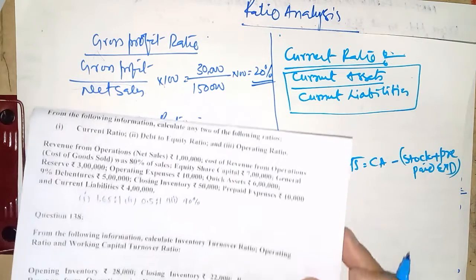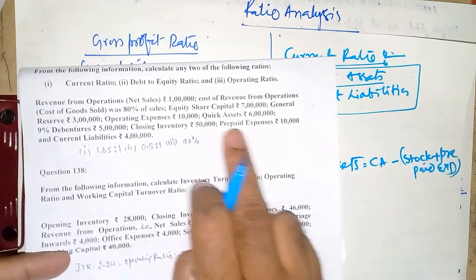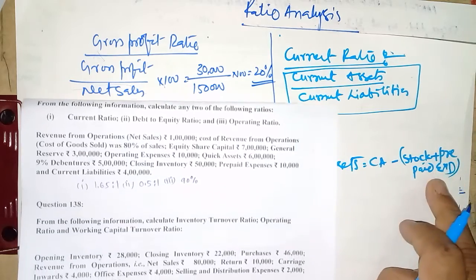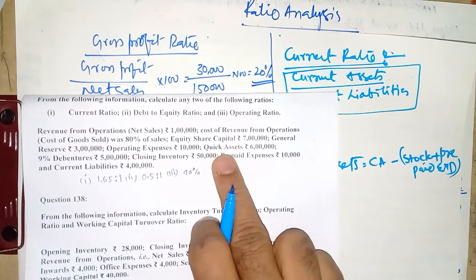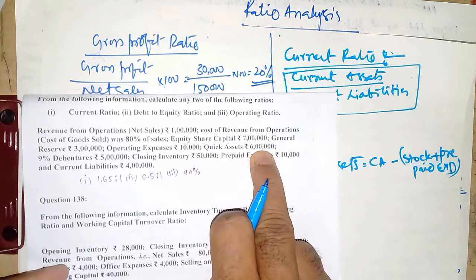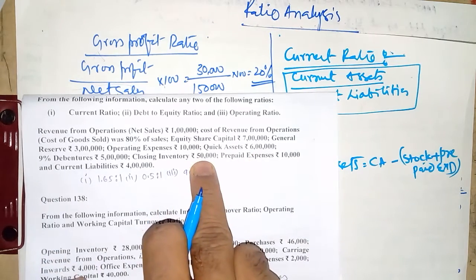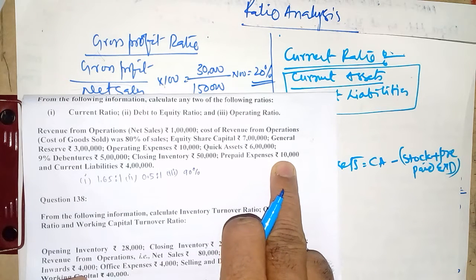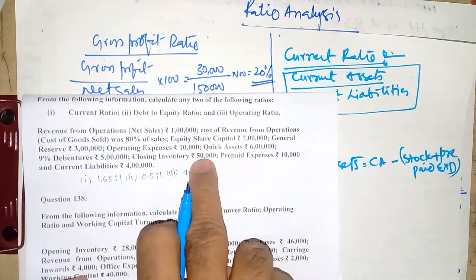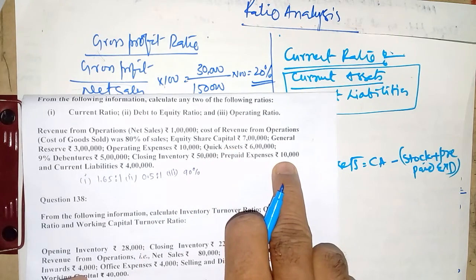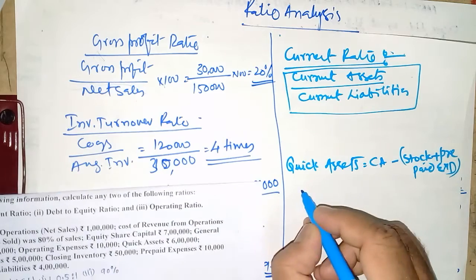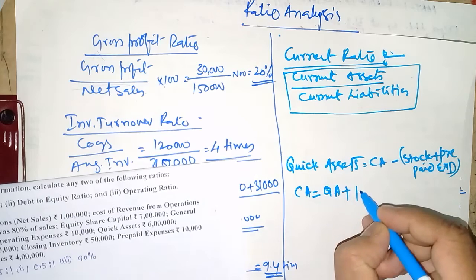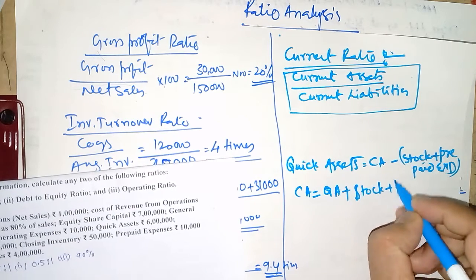So in this question we have given quick assets of 6 lakhs. In the sense, current assets minus these two items, we got quick assets. Quick assets are 6 lakhs. Then we have given stock 50,000 and prepaid expenses 10,000. In order to calculate current assets, this quick assets plus inventory and prepaid expenses will give current assets. Therefore, CA is equal to QA plus stock plus prepaid expenses.